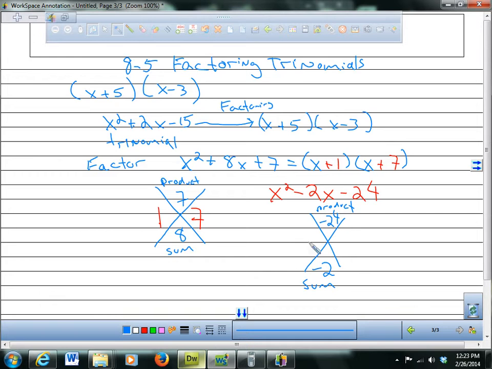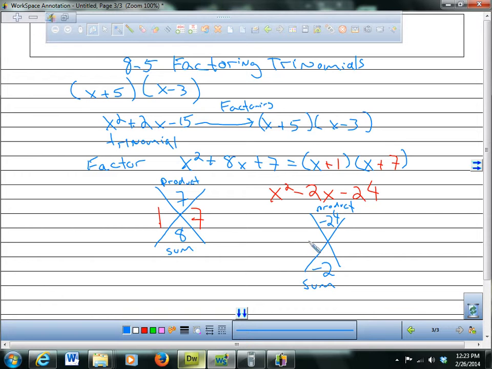What else might I have put here and here? 12 and 2. But that won't work because there's no way to get a 2 out of a 12 and a 2. You could have put a 3 and an 8 here, right? But what's the sum of 3 and 8? If I add them, I get 11. If I subtract them, I get 5. So that's not going to give me a negative 2 down here.